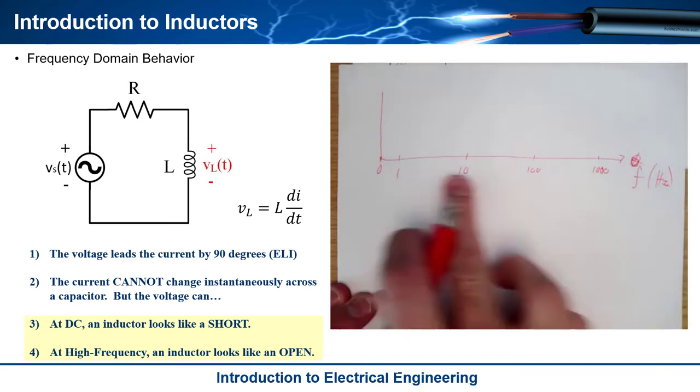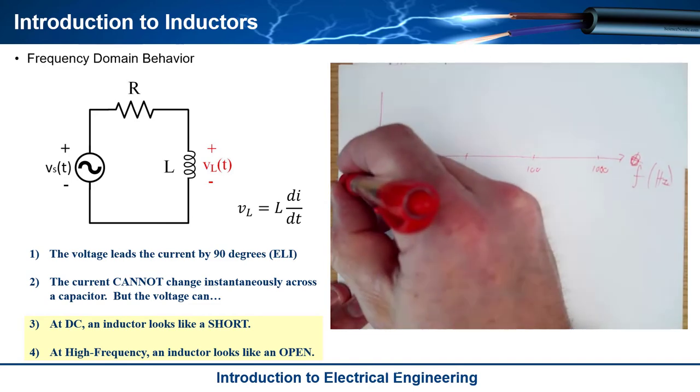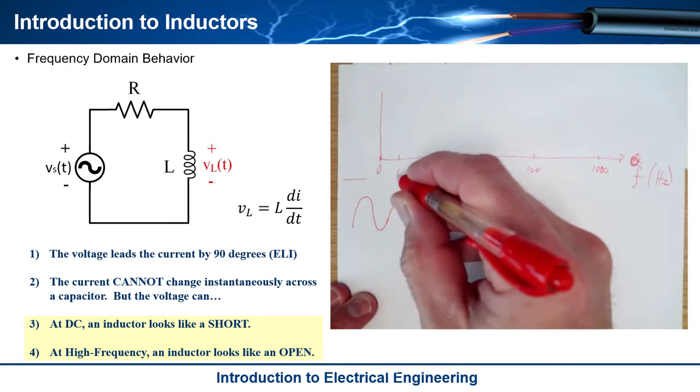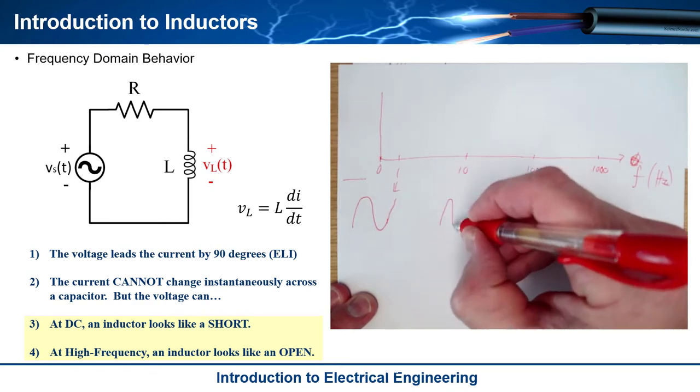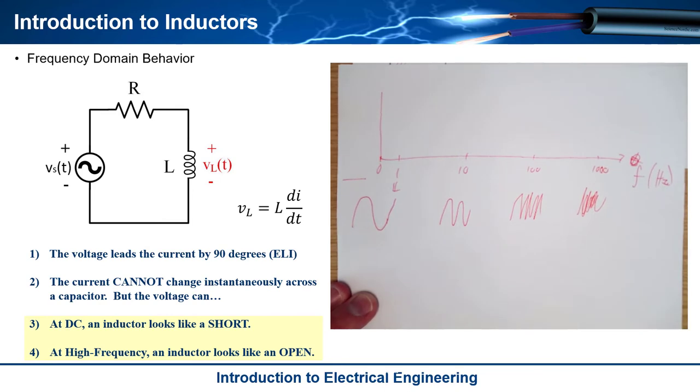And what that means when I draw a plot like that is I'm essentially going to put in a really, like DC is going to be a flat line. Then I'm going to put in a really slow sine wave, then a faster sine wave, then a really fast sine wave, then a really, really, really fast sine wave. And I'm interested in what these look like, okay?